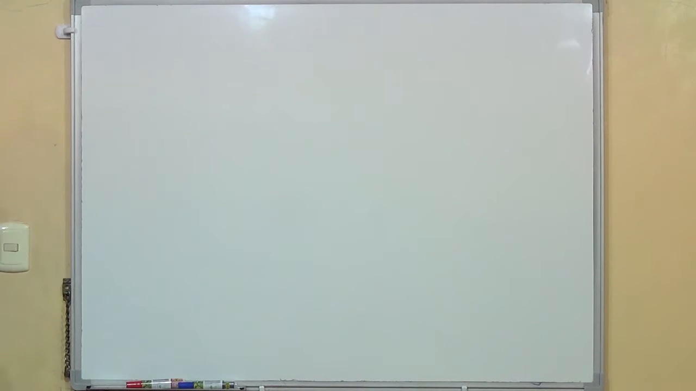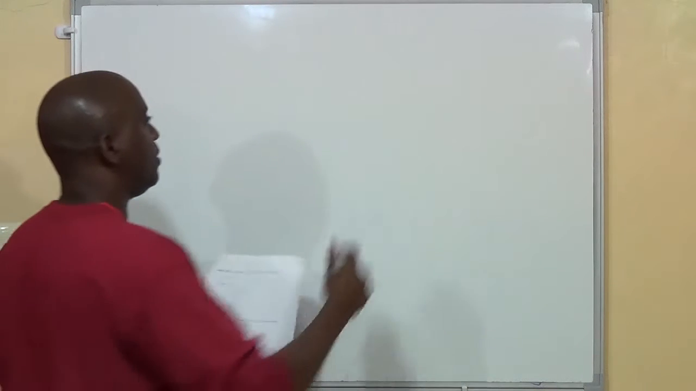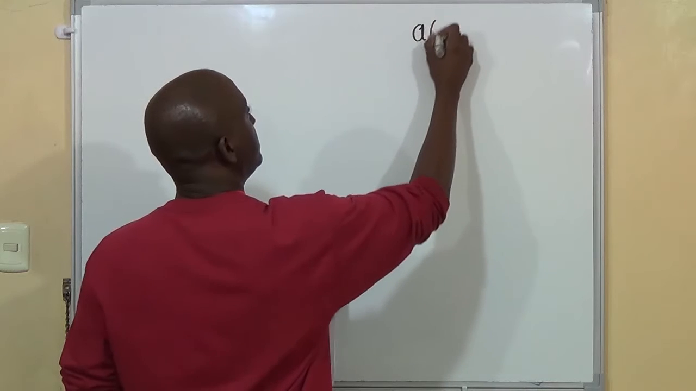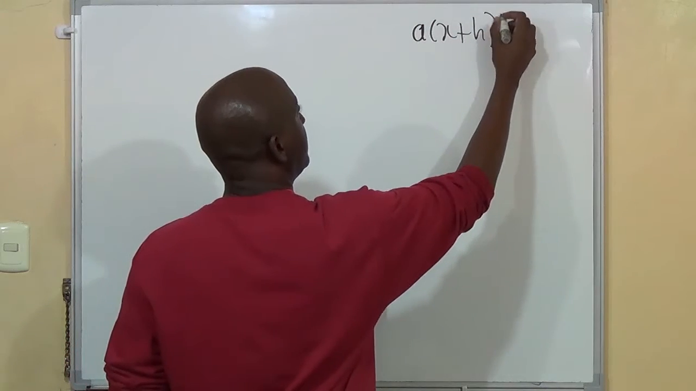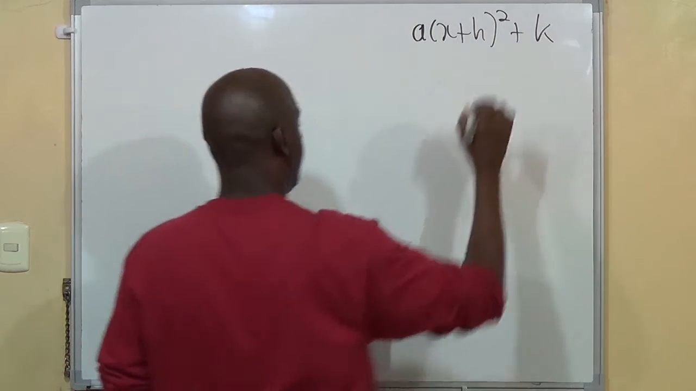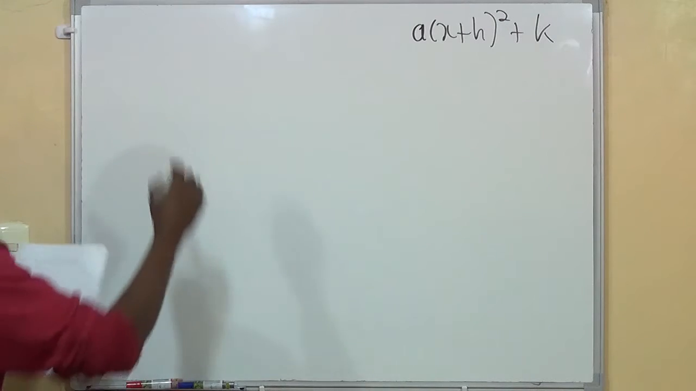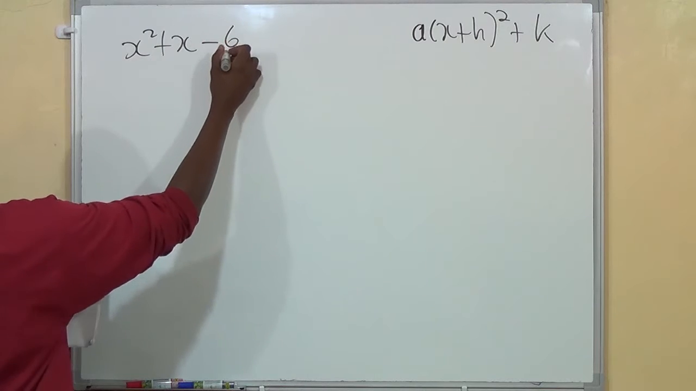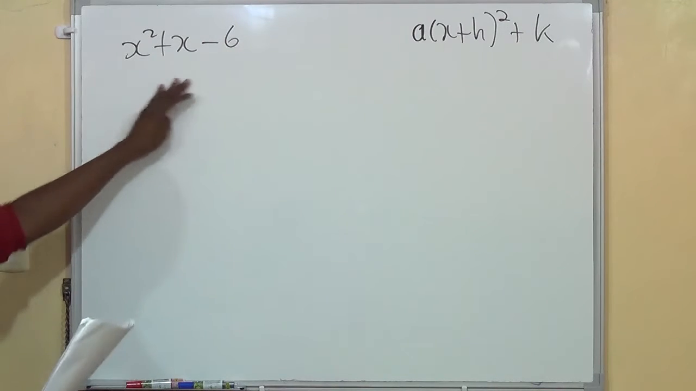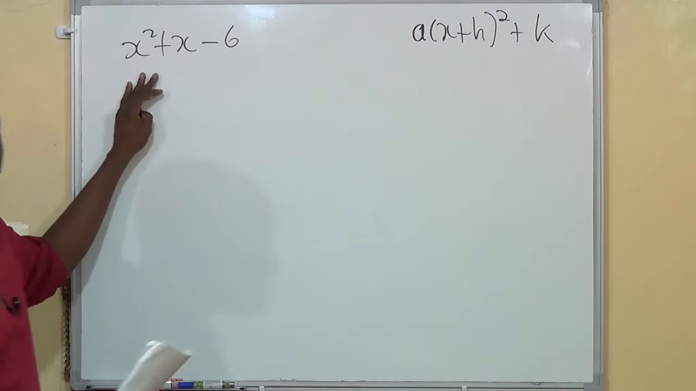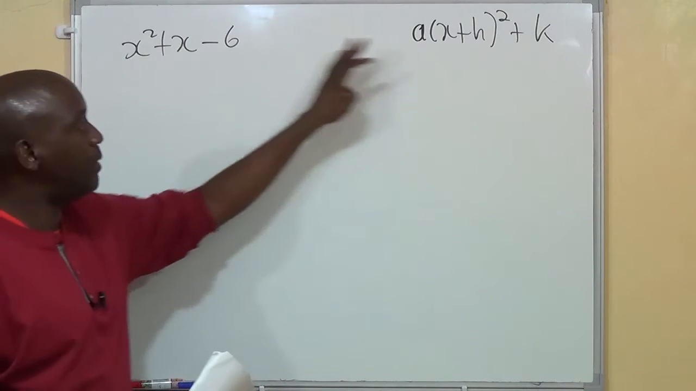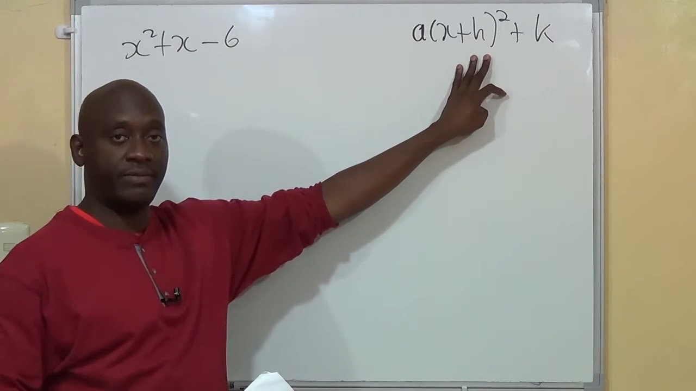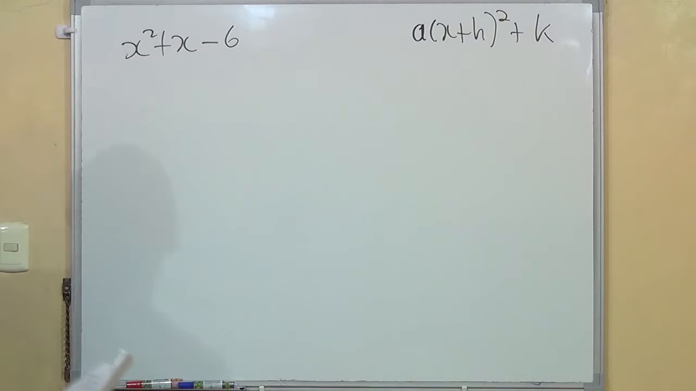Again, we start off by writing out the final format in which the answer would appear: a(x + h)² + k. We are starting with x² + x − 6, a quadratic expressed here in the standard form, and we want to have it looking something like this in the vertex form.